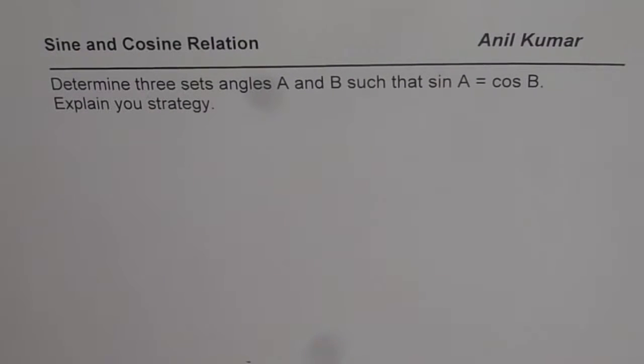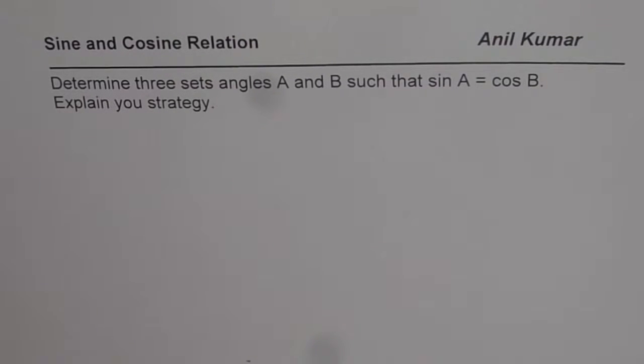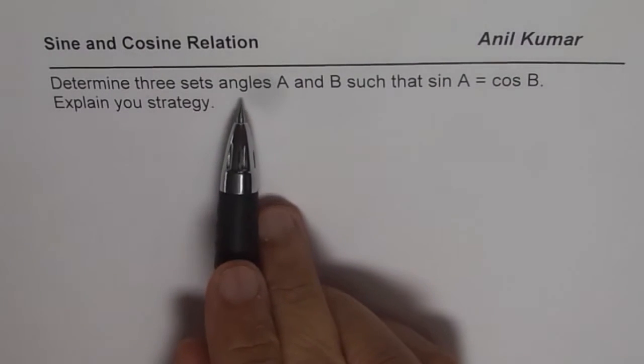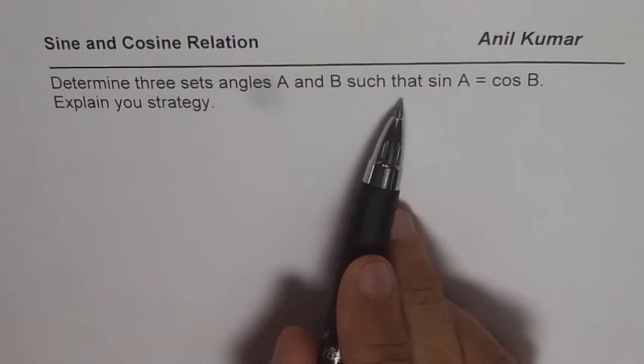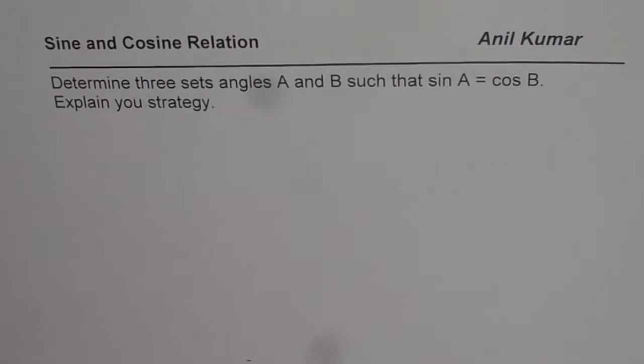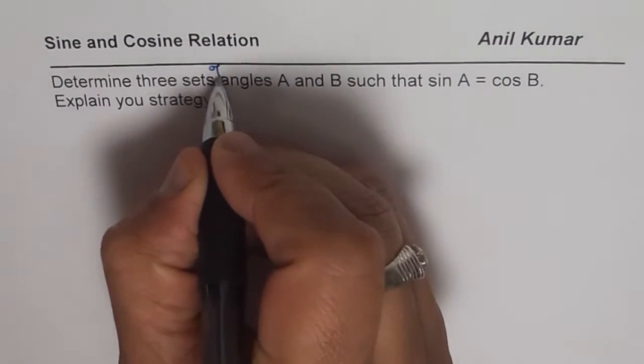I'm Anil Kumar, and in this video we will investigate the relation between sine and cosine ratios. The question here is, determine three sets of angles A and B such that sine A equals cosine B. Explain your strategy. It's three sets of angles.